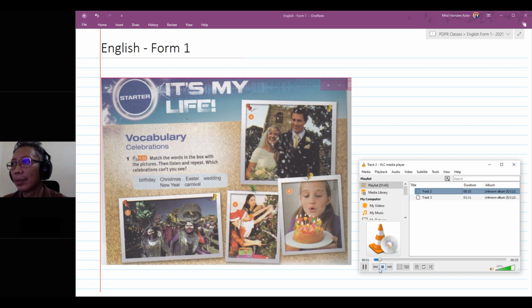Starter unit, vocabulary, celebrations. Exercise 1. Birthday. Christmas. Easter. Wedding. New Year. Carnival.